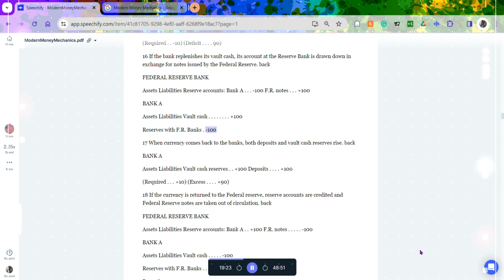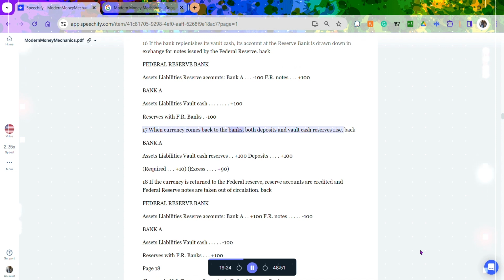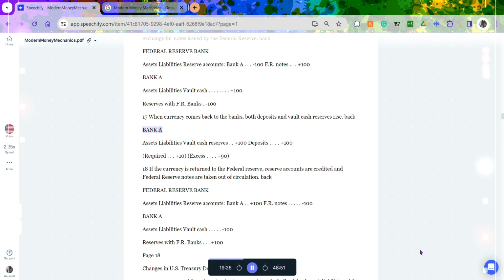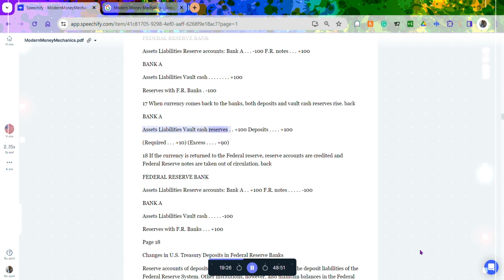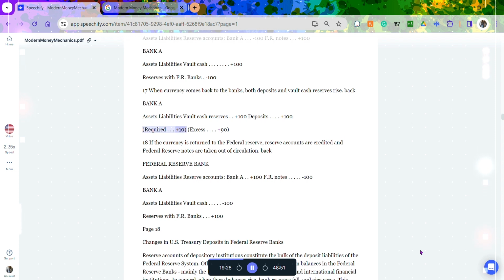17. When currency comes back to the banks, both deposits and vault cash reserves rise. Bank A: assets, vault cash reserves, plus 100; liabilities, deposits, plus 100. Required, plus 10. Excess, plus 90.